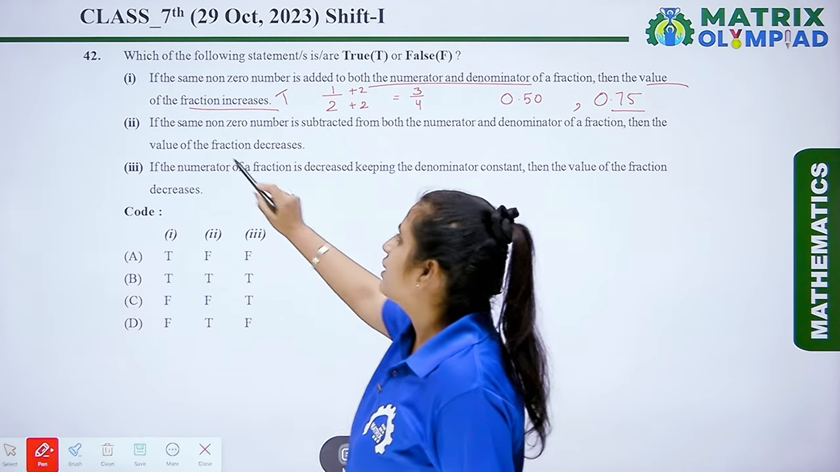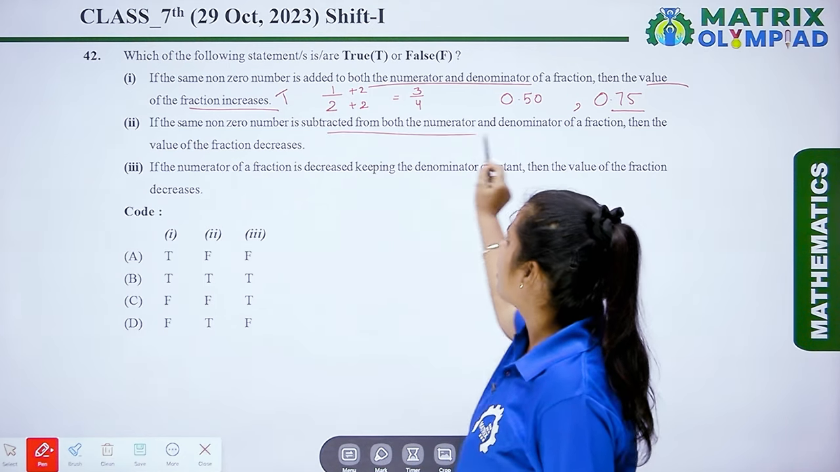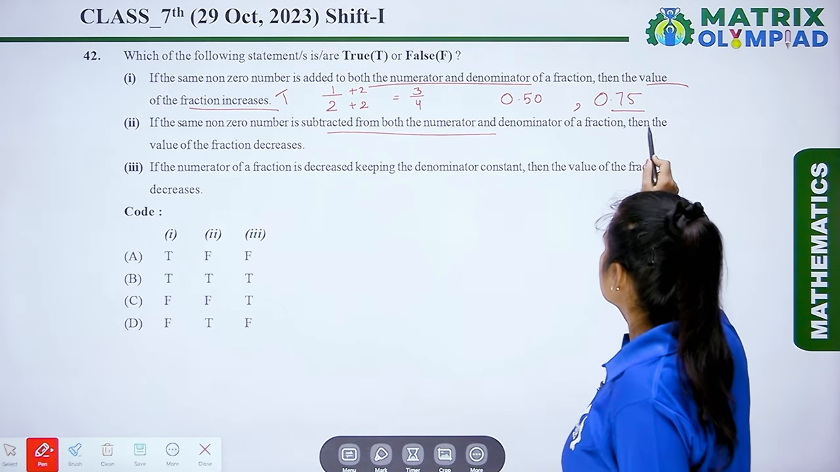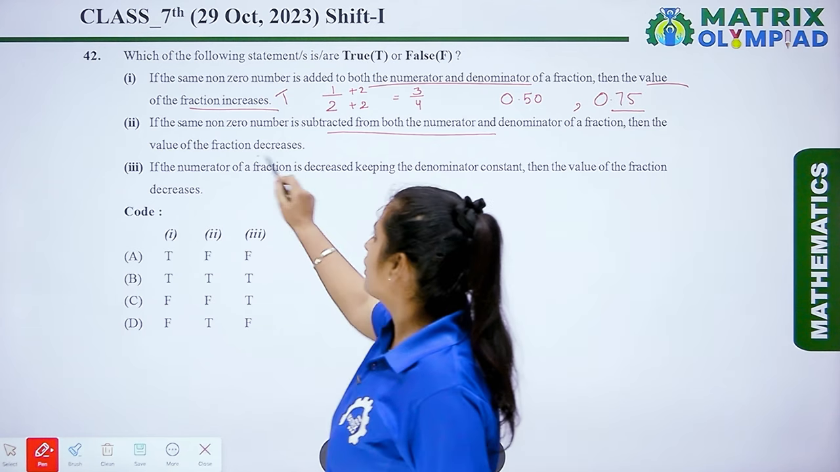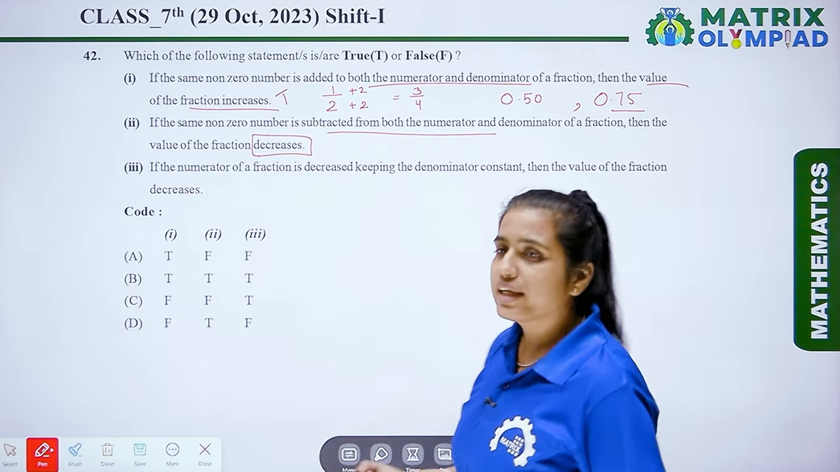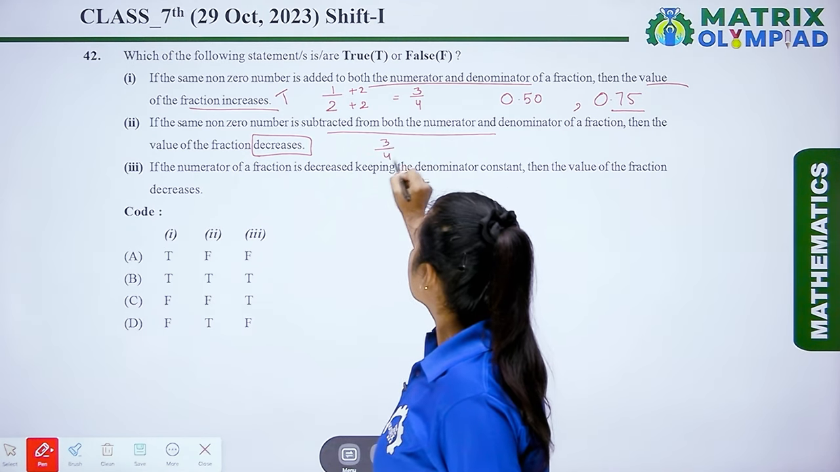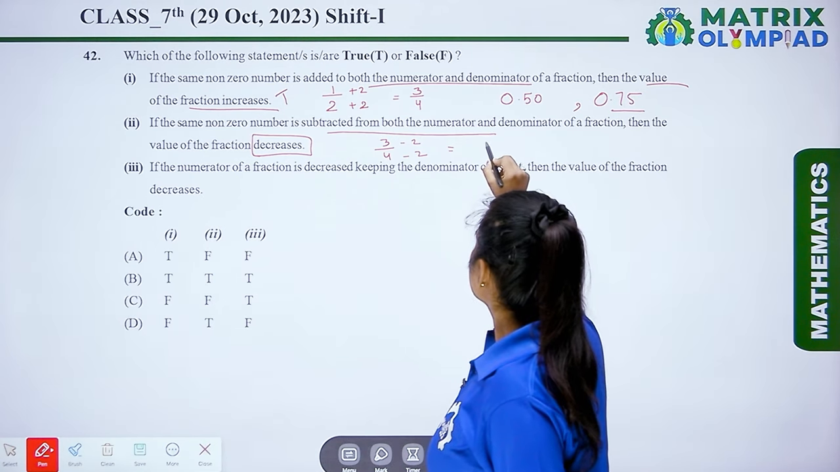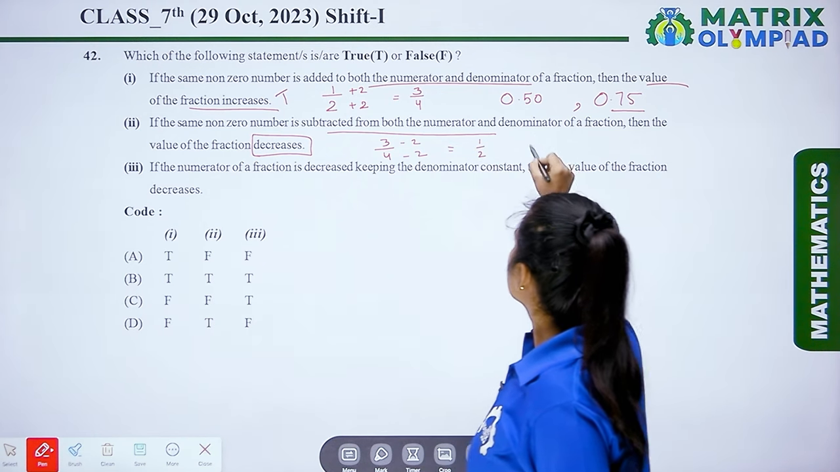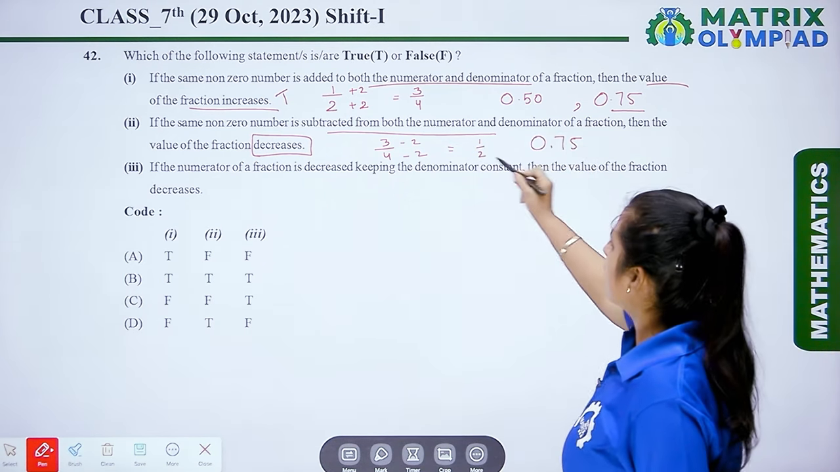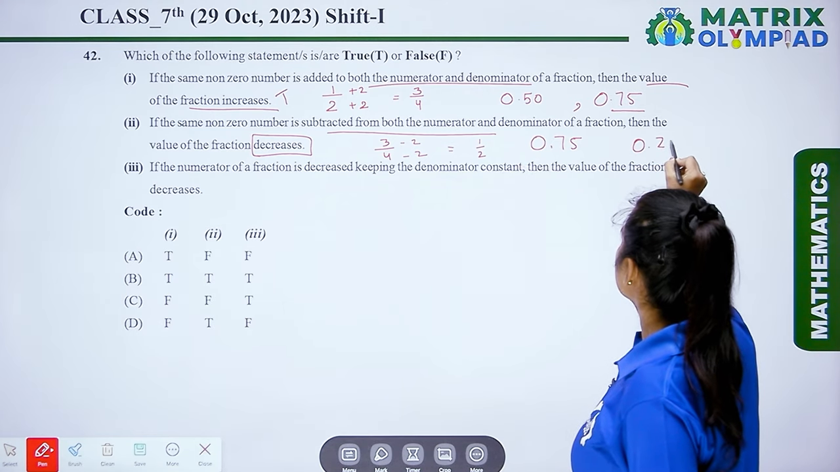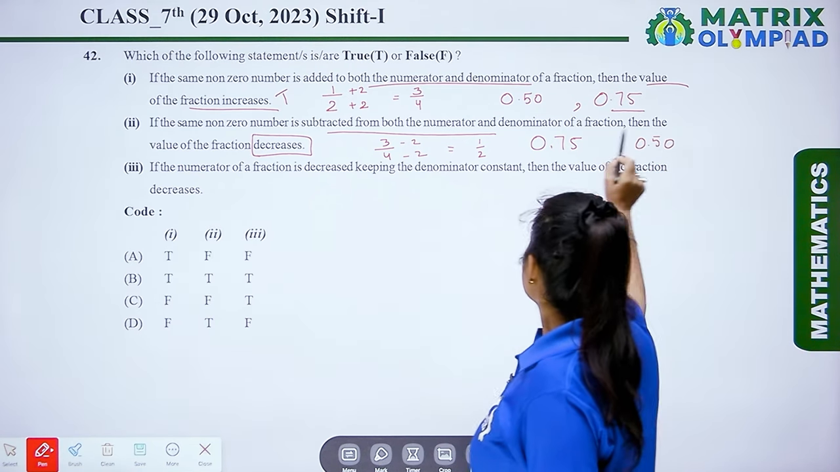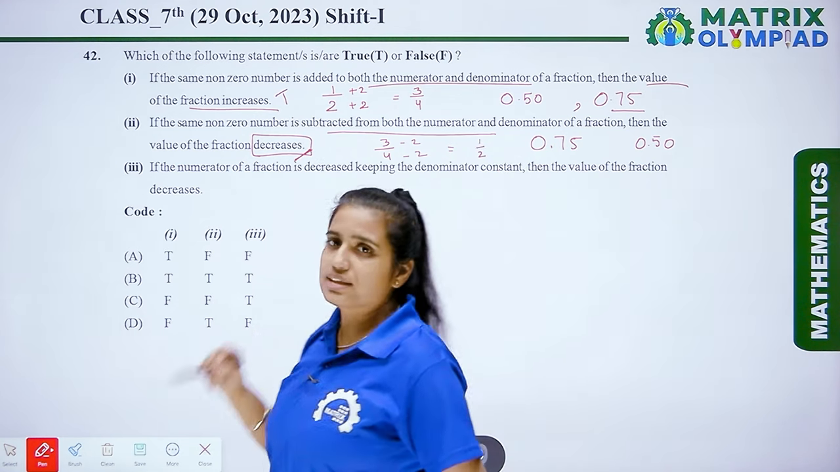Now, the second statement is, if the same non-zero number is subtracted from both the numerator and denominator, then the value of the fraction decreases. Now, we have to focus on the decreasing part. Let's take the same number, 3 upon 4, and let's subtract 2 from both the numerator and denominator, we get 1 upon 2. Previously, it was 0.75, and after the subtraction, we get the value 0.50. So, the value of the fraction decreases. Yes, this is true.